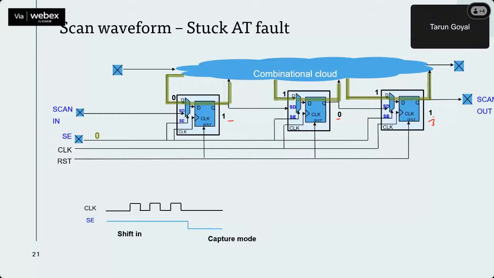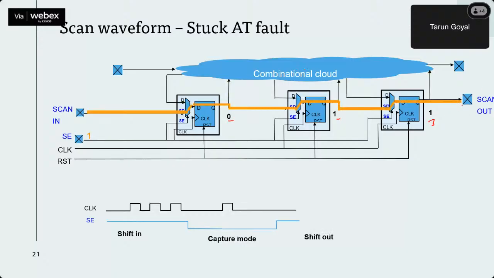So like this, once we have done the capture, we can have that value captured from the combinational logic, and then we start shifting out again. So this 0 1 1 is going out. See, now 0 1, and then 0 is coming on the third cycle, like this.